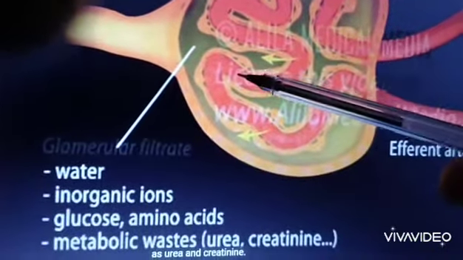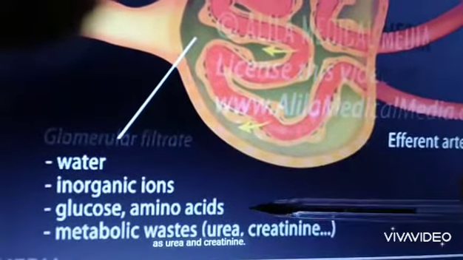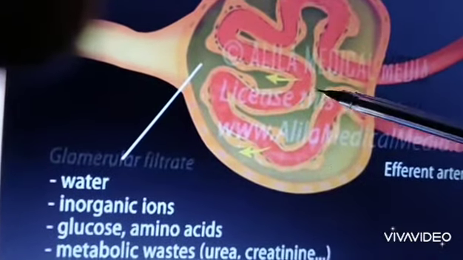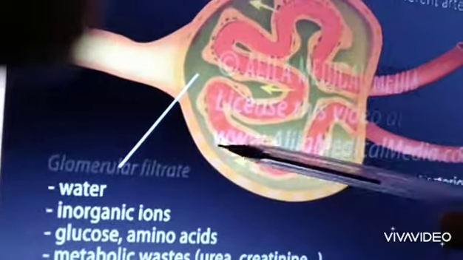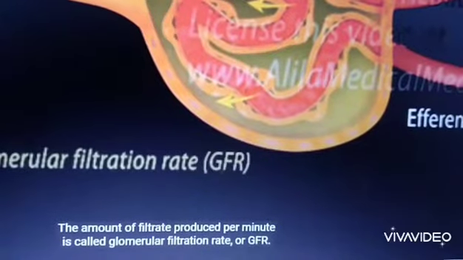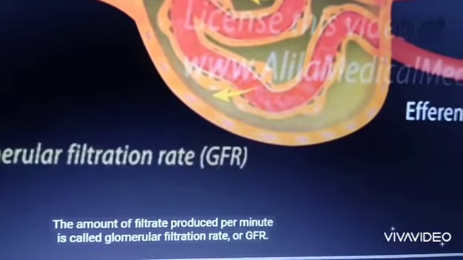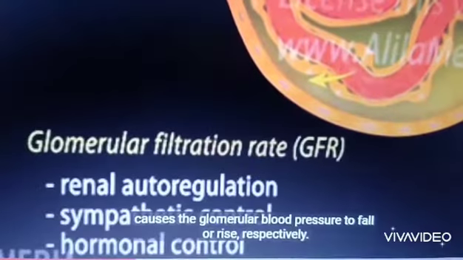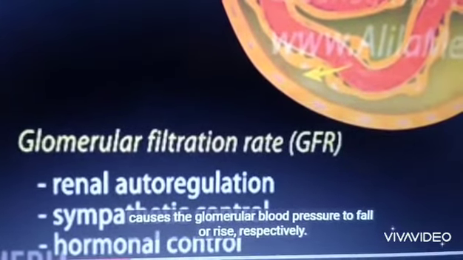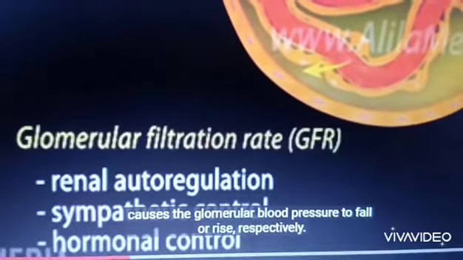These are filtered from the blood: the water, inorganic ions, glucose and amino acids, and metabolic waste, which includes urea and creatinine. These are filtered through the glomerulus, and this filtrate is known as glomerular filtrate. The amount of filtrate produced per minute is called the glomerular filtration rate, also known as GFR. The filtration rate is mainly controlled by renal autoregulation, sympathetic control, and hormonal control. These control the rate of glomerular filtration.